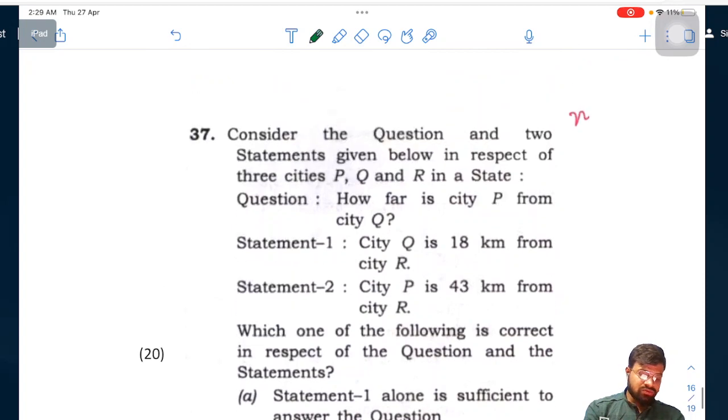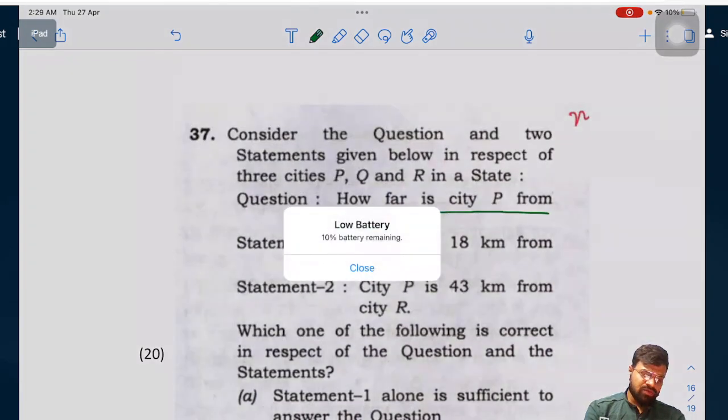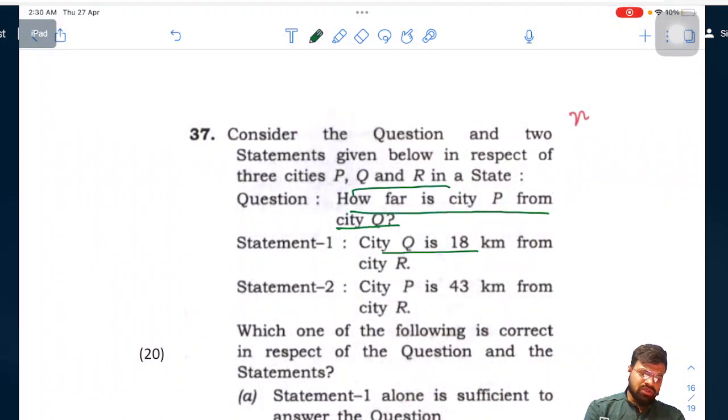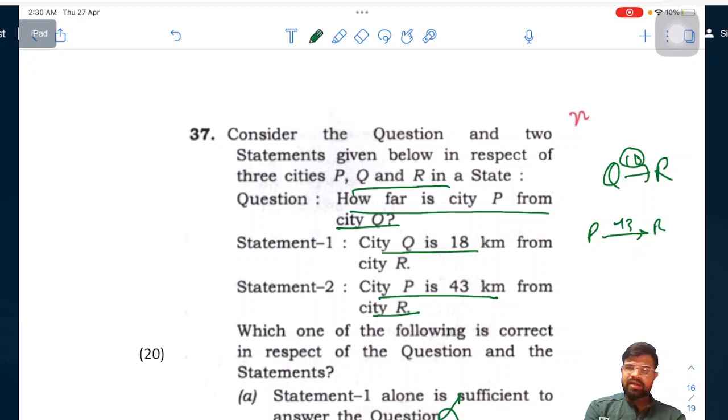Okay, again, how far is city P from Q? P, Q, and R are three cities. City Q is 18 kilometers from R. So this is definitely not giving us anything. City P is 43 kilometers from R. This is also not straightforward. Either statement alone cannot give us anything.